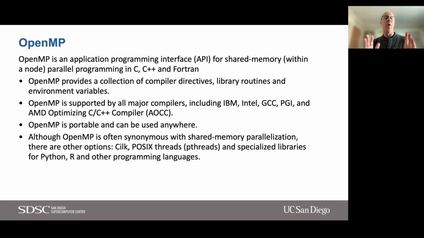So remember, for OpenMP, we're managing threads, multiple threads that are executing within a process. Now, OpenMP is supported by all major compilers, including IBM, Intel, GCC, PGI, and AMD's optimizing compiler collection. Like MPI, OpenMP is portable and it can be used anywhere. And although OpenMP is often synonymous with shared memory parallelization, there are other options out there, such as Cilk, POSIX threads, and specialized libraries for Python, R, and other programming languages.